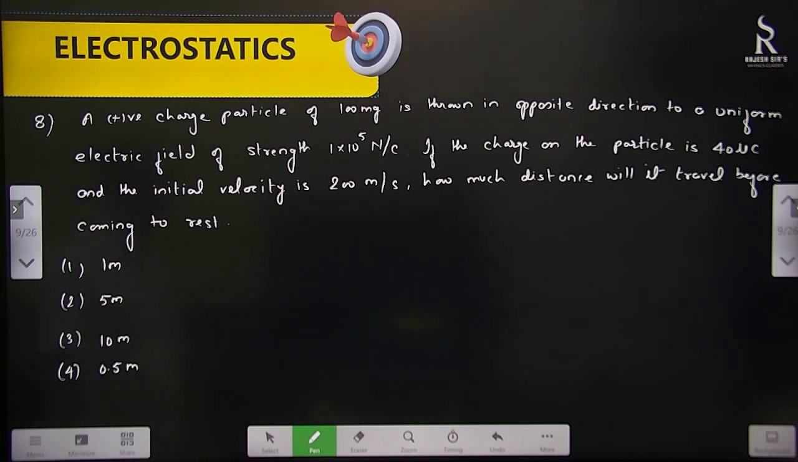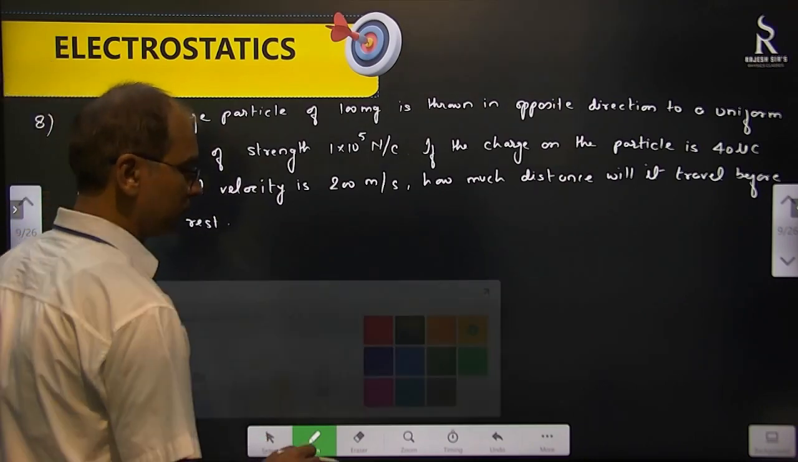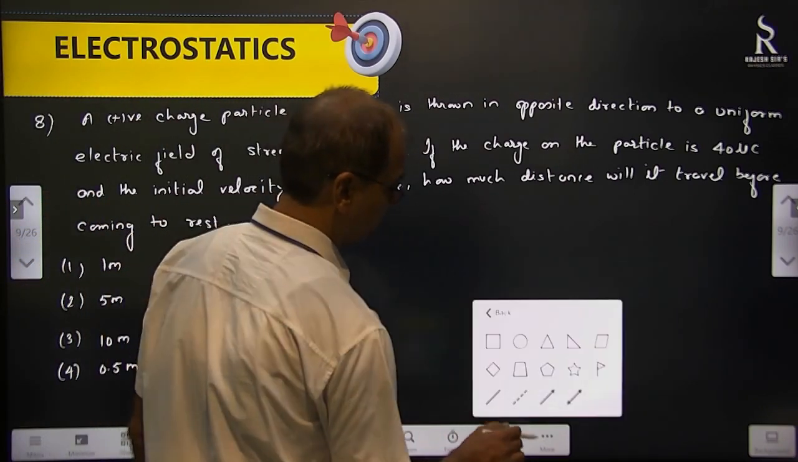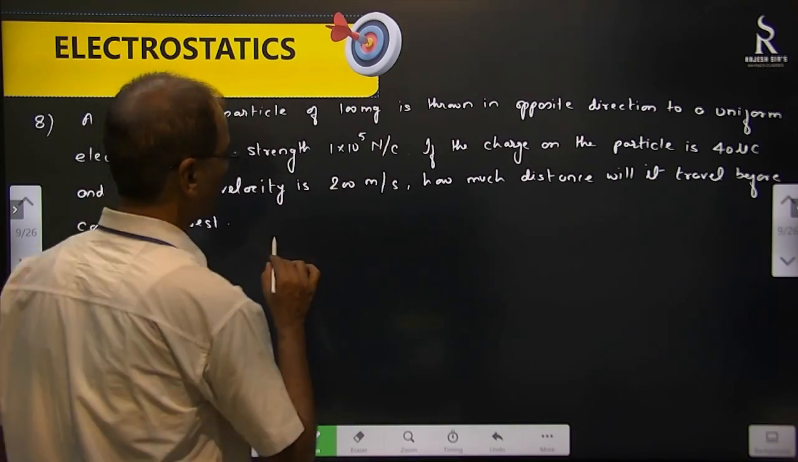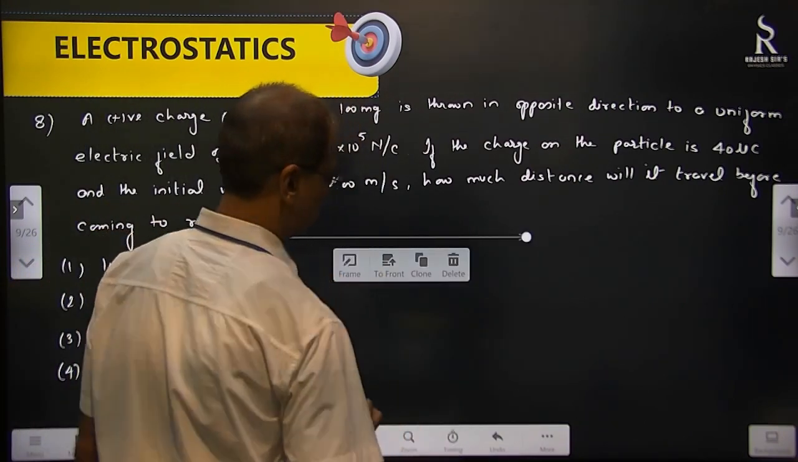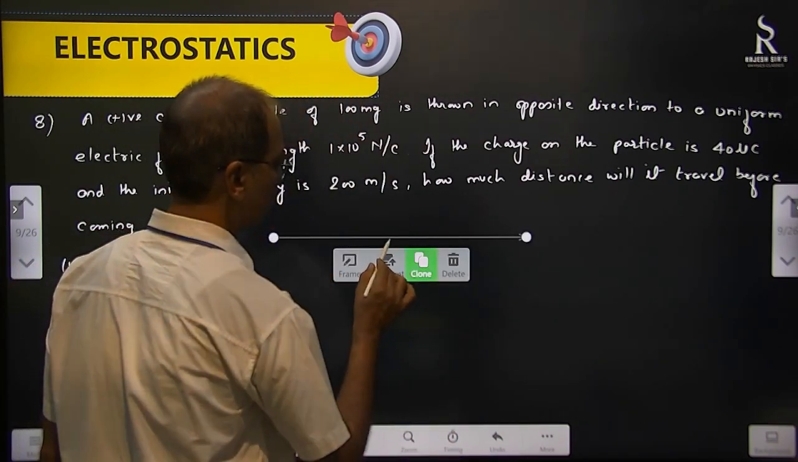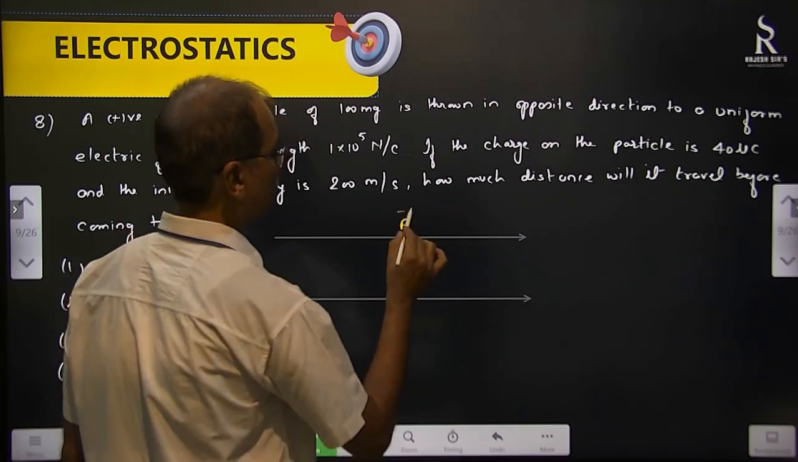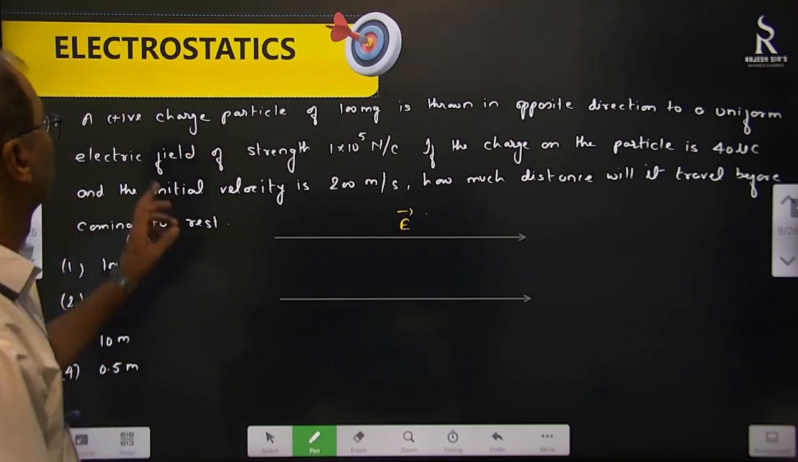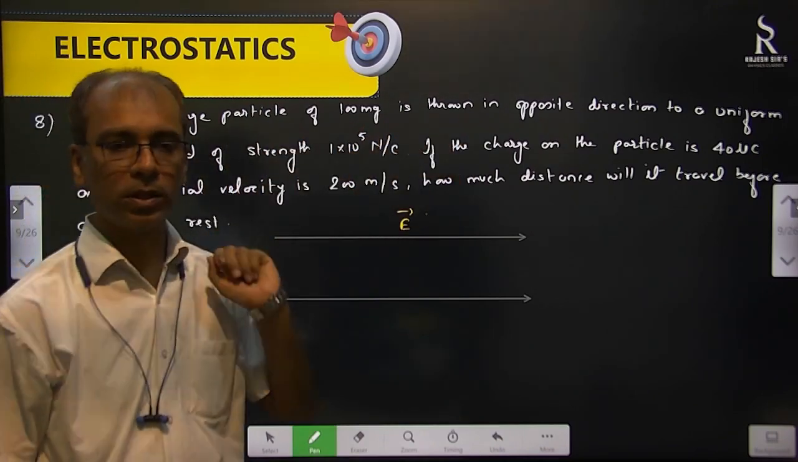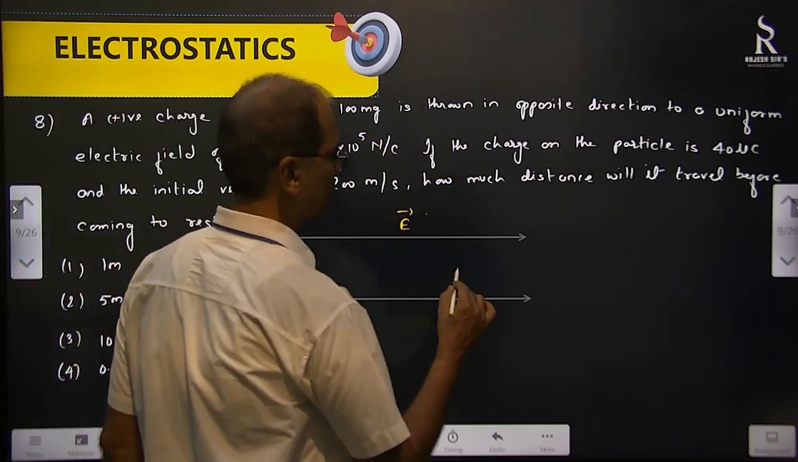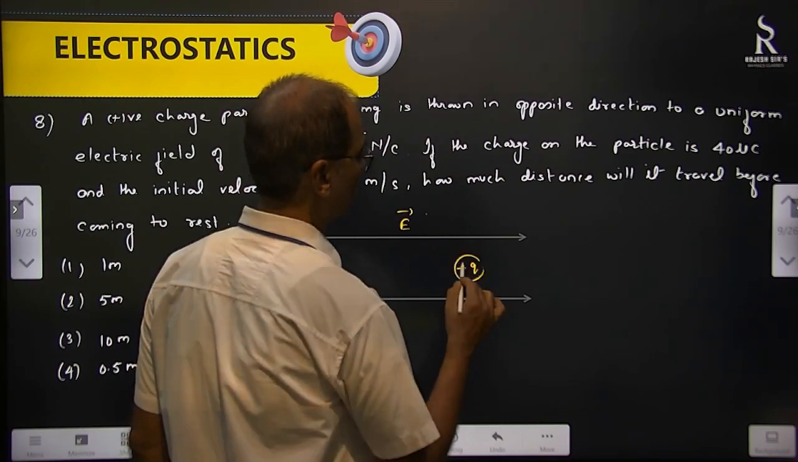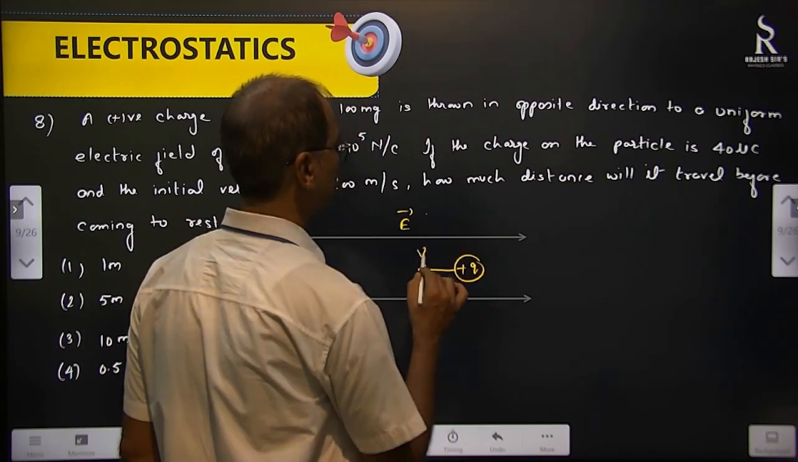Okay. So let me explain the question once, because it's a big question, you might not have understood it. So suppose electric field is like this. This is electric field. A positive charge is thrown in opposite direction. There is a positive charge. You have thrown it in opposite direction. You have given velocity in opposite direction.